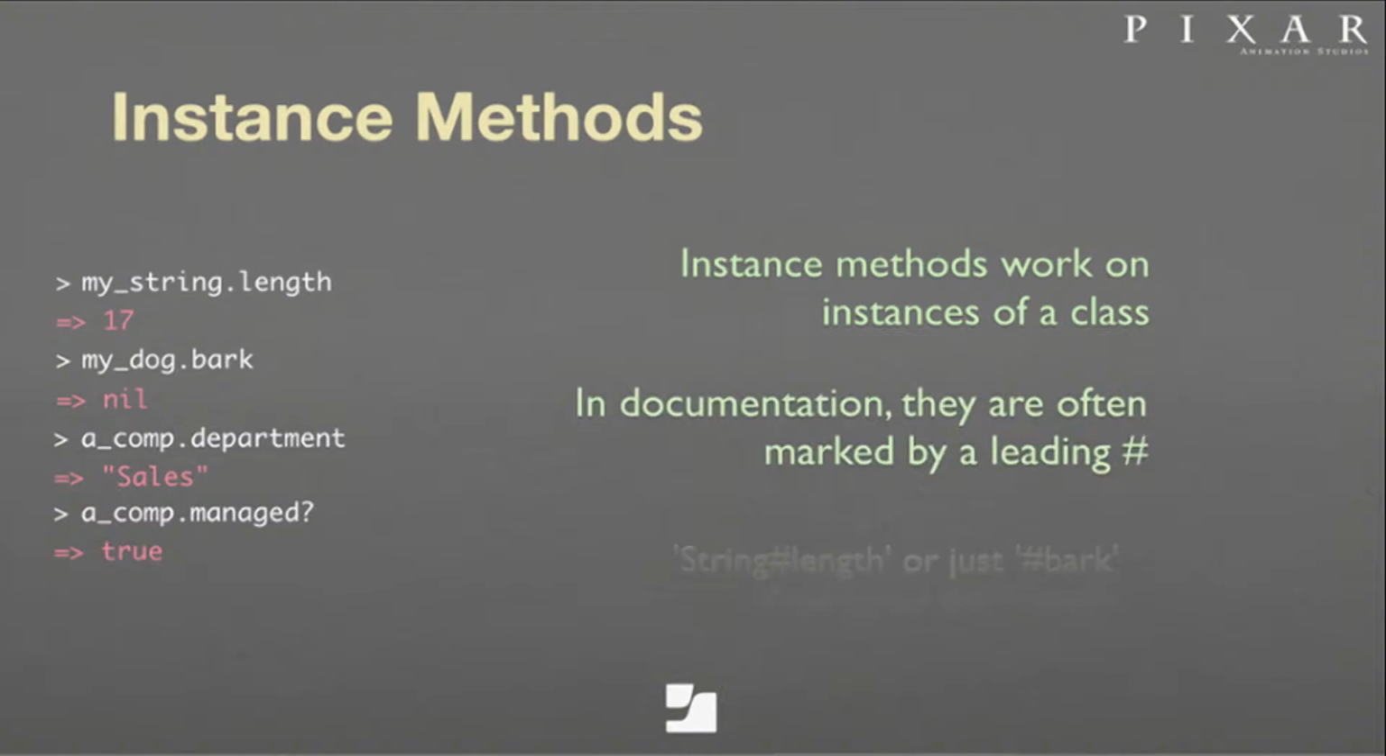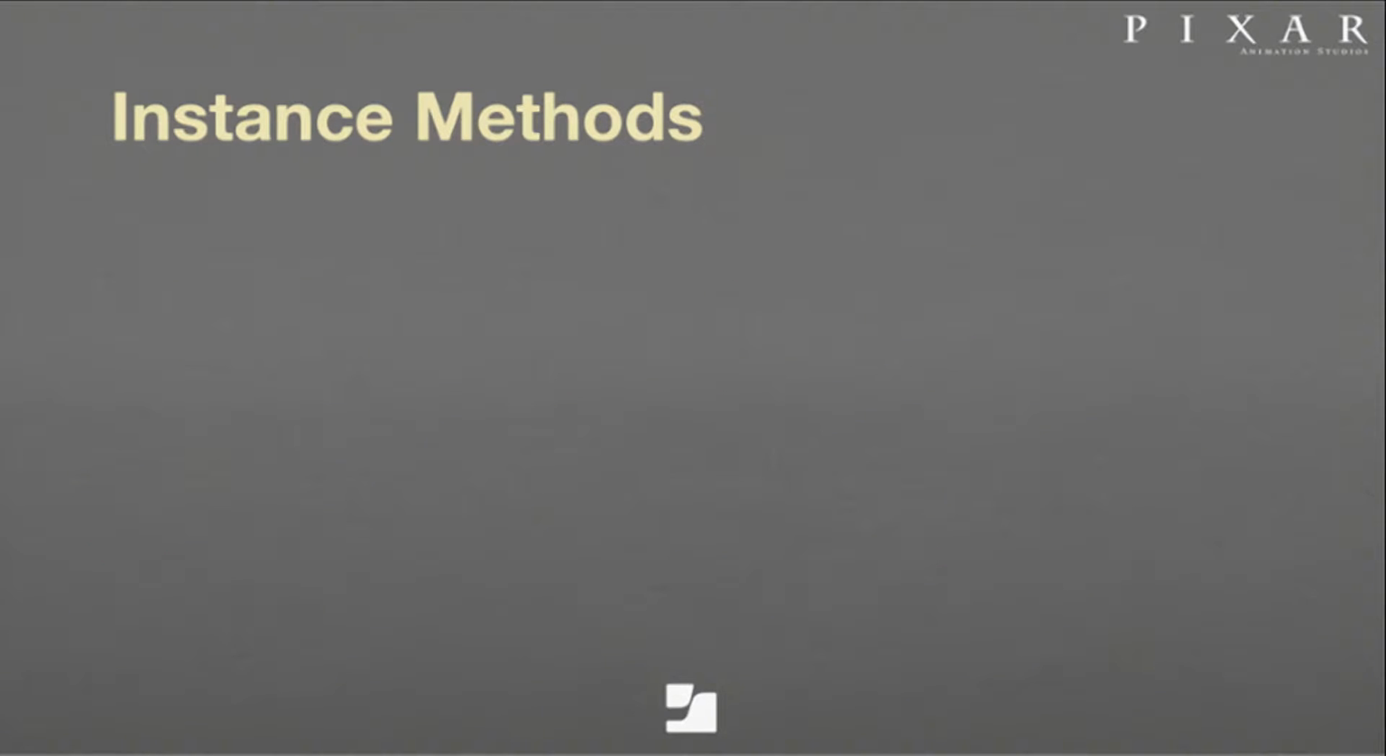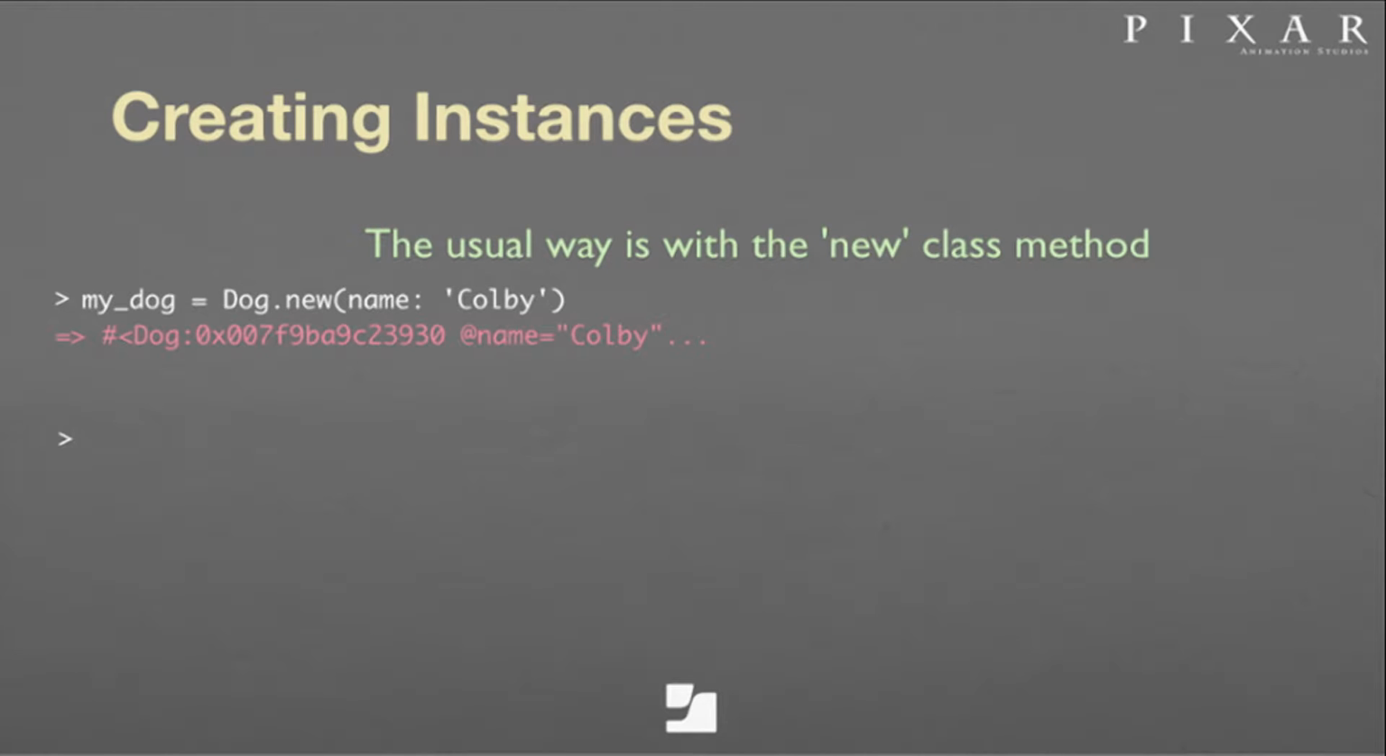Type Dog, capital D, dot new, space, and then a dog's name in quotes. Okay, keep my finger on the right button. Like that.